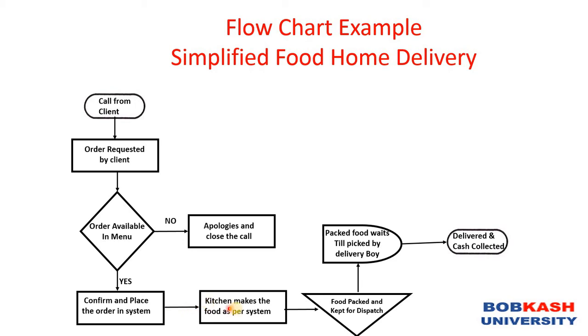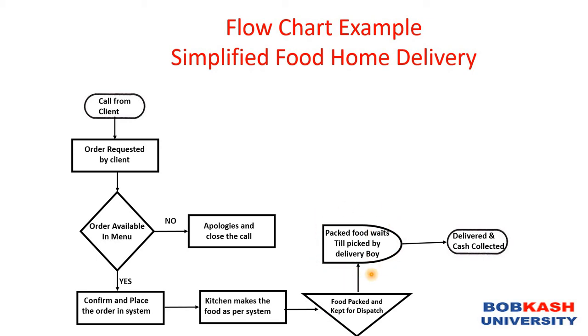See, we are using arrows representing the direction of the flow. Then it goes to the kitchen. The kitchen starts making the food as per whatever is mentioned in the system. Then after the food is prepared, it goes to a sort of warehouse, a sort of storage, where the food is packed and kept for dispatch. So this is a storage. And now after it is kept in storage, it keeps lying here.